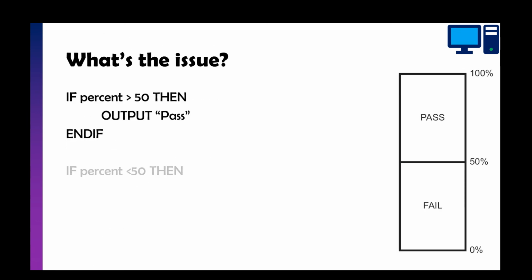So take a look at the pseudocode written here. So the idea is it's some sort of exam grader where if you get over 50%, you pass. If you get less than 50, then you failed. So pause the video for a second and try and spot what's wrong with this piece of code.